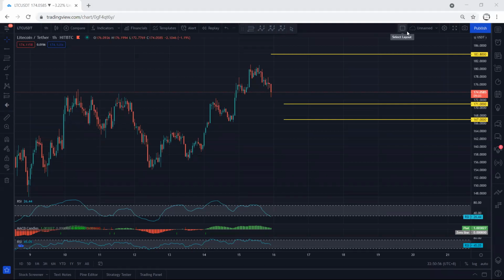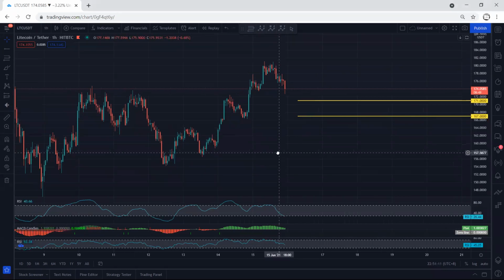LTC, we start with 1 hour chart. First of all, if you refer to our analysis in my last video, we mentioned we want to see whether the price can break 183.8 or not. As you can see, the price was consolidating and it dropped because we had a divergence. Even we mentioned about that.